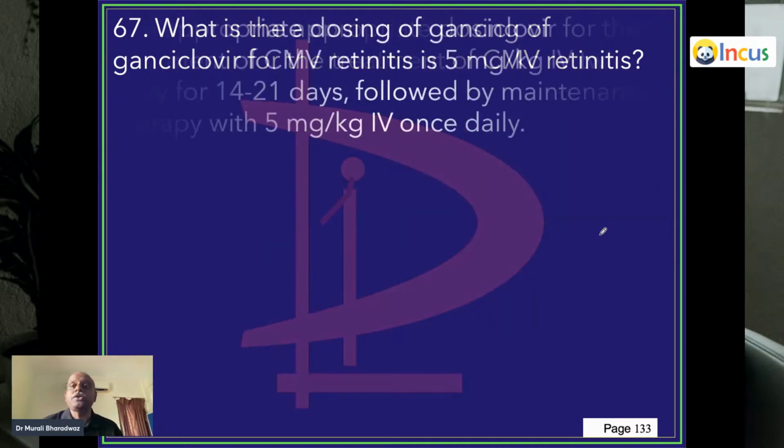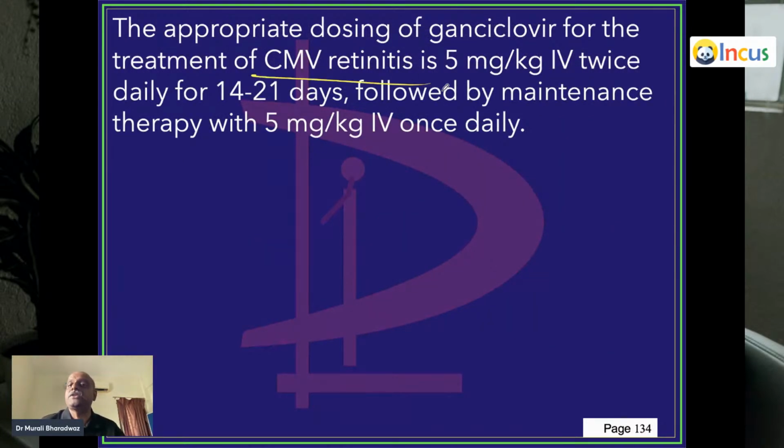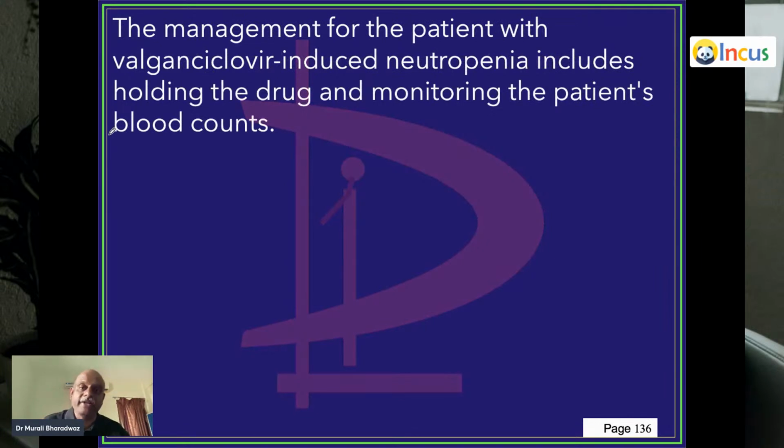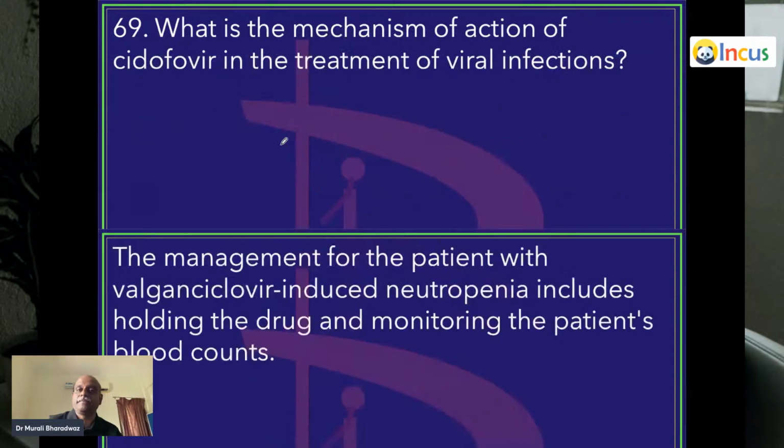So what is the dosing for CMV retinitis? Ganciclovir 5 mg per kg intravenously twice daily for 14 to 21 days, followed by a maintenance dose of 5 mg per kg. Valganciclovir-induced neutropenia, if it is there, what will you do? Hold the drug and monitor the blood count.